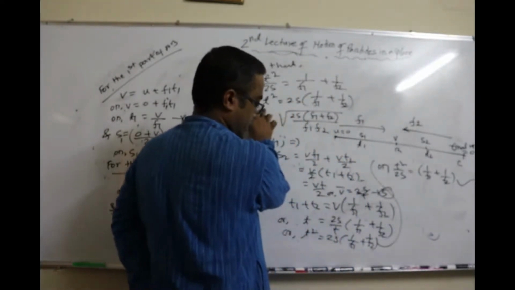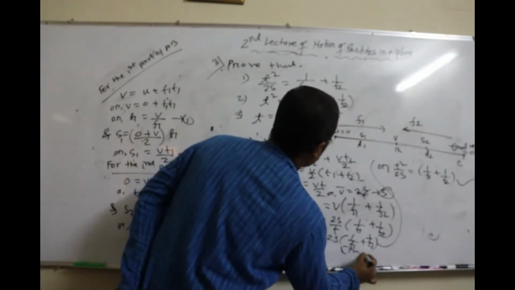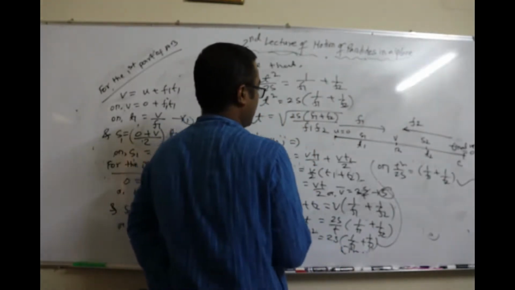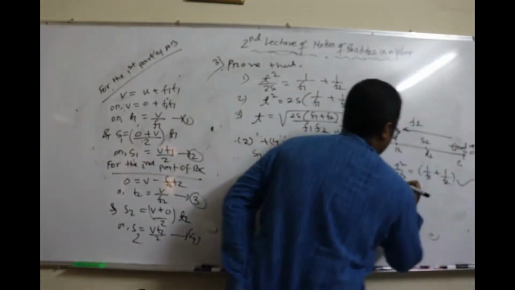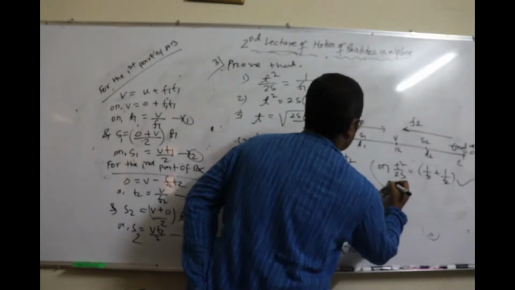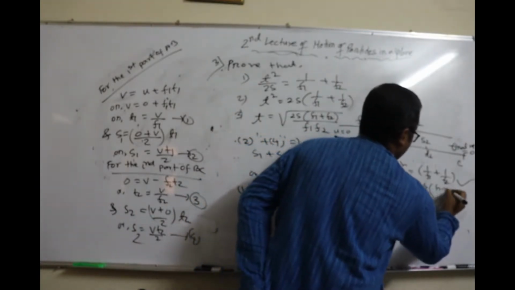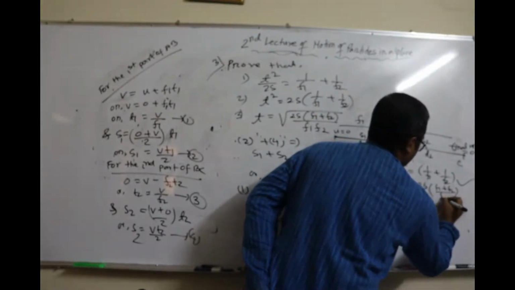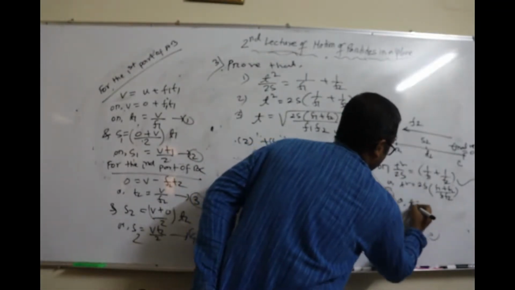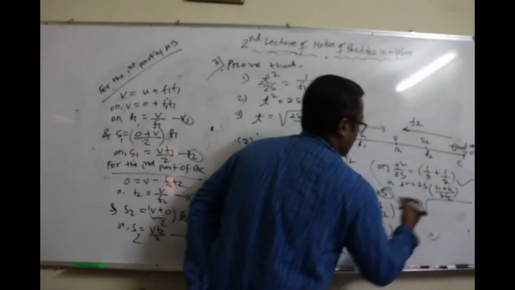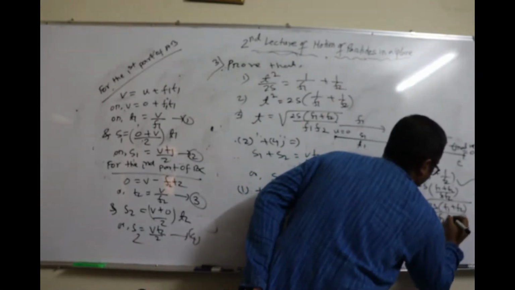Now what about the second number? The second number is also finished. And the third number, how can you solve it? Third number: T square equals 2S, taking LCM, F1 plus F2 by F1 F2. Then taking the square root, we get T equals root of 2S times F1 plus F2 by F1 F2.